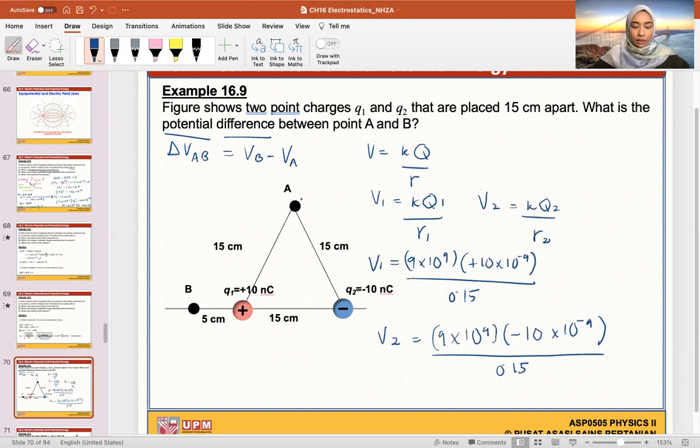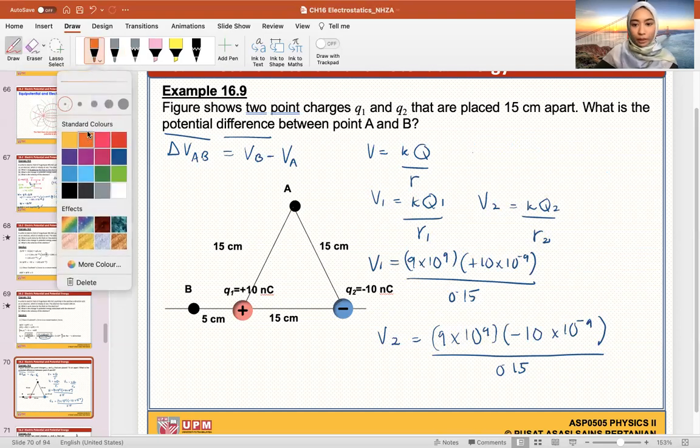Now I'm asking what is the difference between point A and point B. What I'm doing here is finding V1 with respect to A and V2 with respect to A. If I add V1 and V2, what am I finding? No one wants to try? VA. We are finding VA, correct. Thank you.